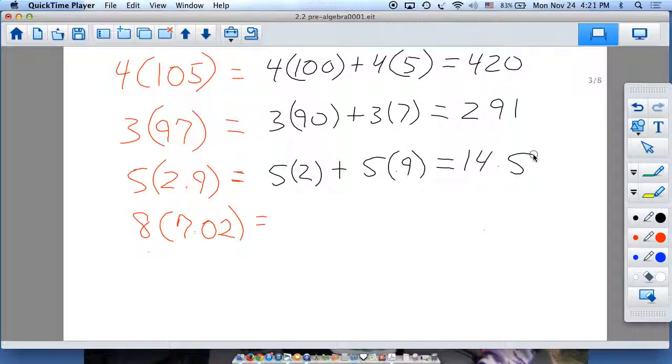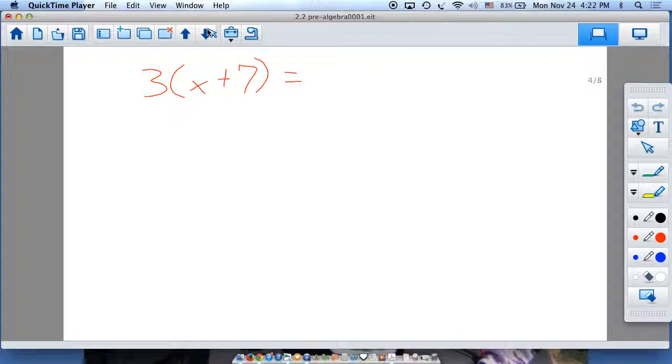We do 8 times 7 plus 8 times 0.02. 8 times 7 is 56. And 8 times 200ths is 16/100ths. So when we add those two together, we're going to get 56 and 16/100ths. So using our distributive property in just regular problems can be helpful in solving them quicker and easier.